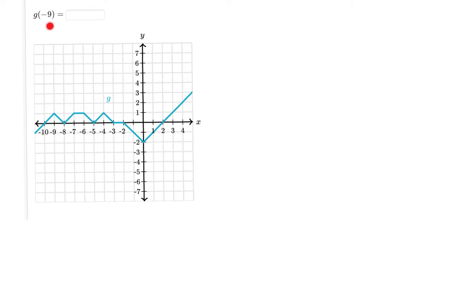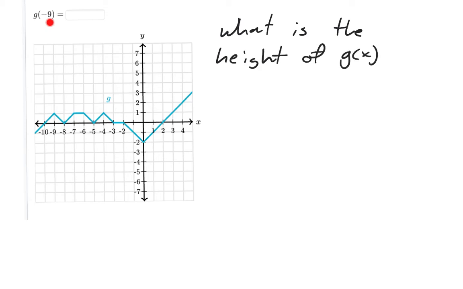So when they ask you, what is g of -9? This is just a fancy way of saying, what is the height of g of x, or you could just say of g, when x is -9, okay? That is all that means. So all we have to do is go to figure out where x is -9. Here it is. What's the height of the graph? It's 1. So the answer here is just 1.